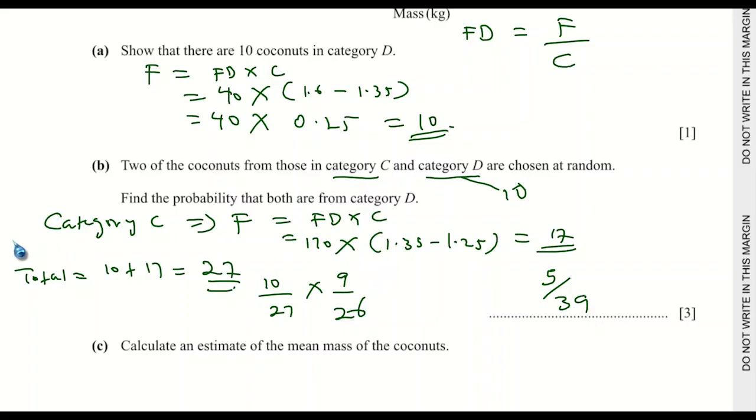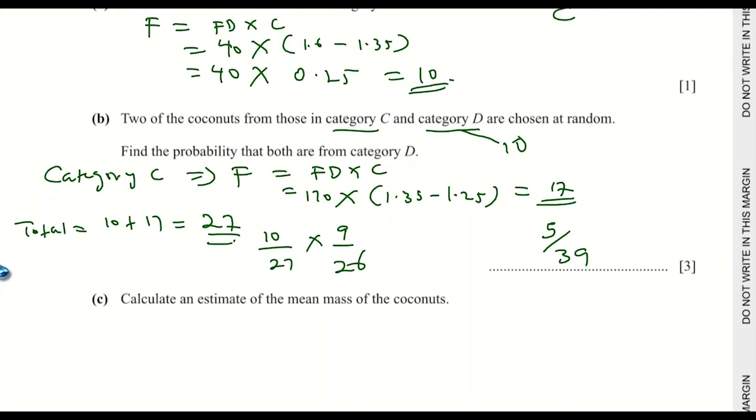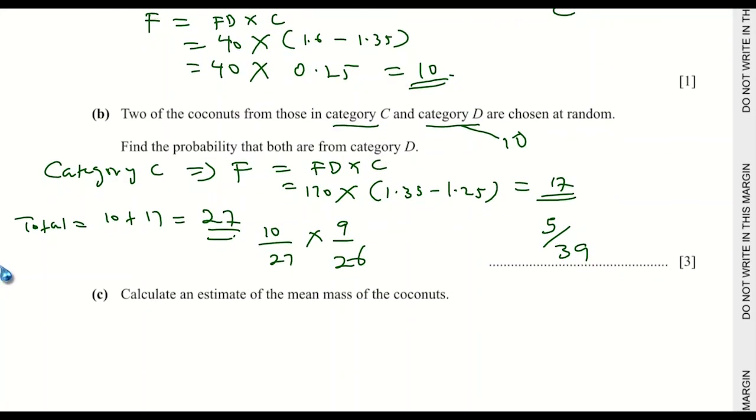So let's go to part C. Calculate an estimate of the mean mass of the coconut. So it is an estimate. This is very easy. For grouped data, the mean is always the summation of the product of the x and the frequencies over the summation of the frequencies. The x is the mid value of each class interval.